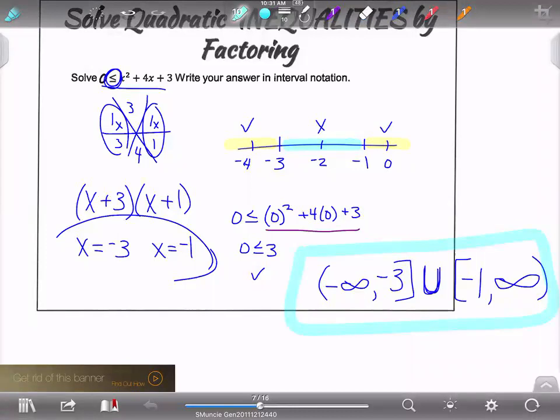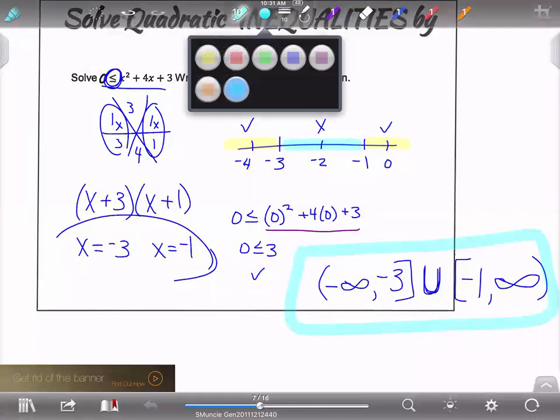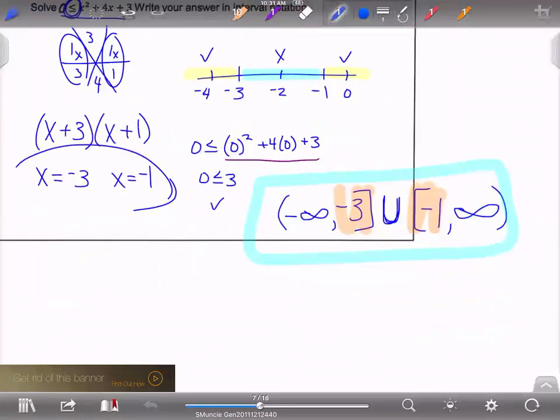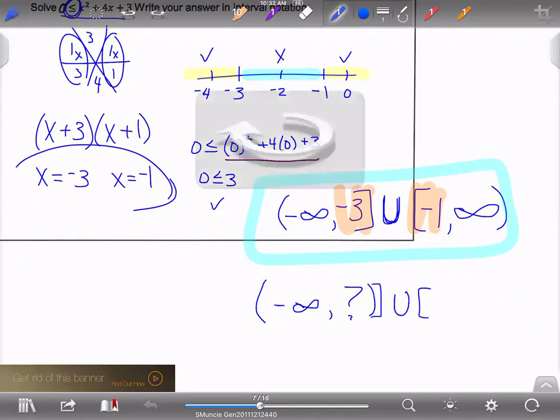So really, when it comes to writing these types of answers, the only things you're going to change are this right here and this right here. You can change the number and the bracket to a parenthesis. Those are the only four things you're allowed to change. Everything else in your answer has to be the same. It's going to be a parenthesis, negative infinity, comma, something. Bracket or parenthesis, bracket or parenthesis.